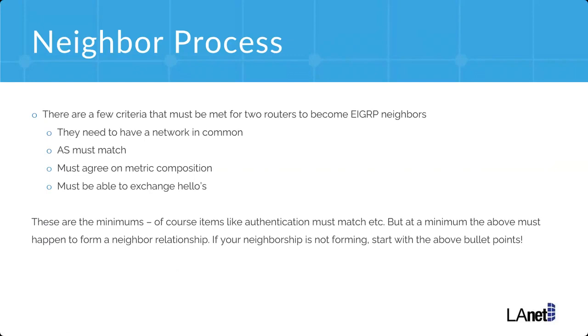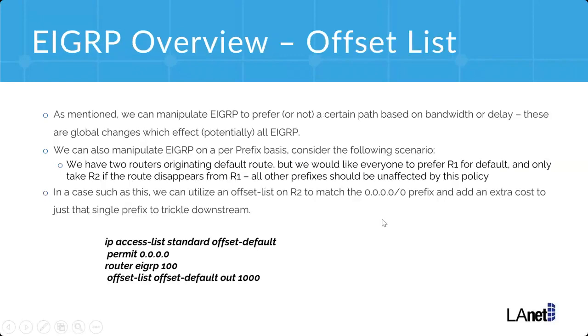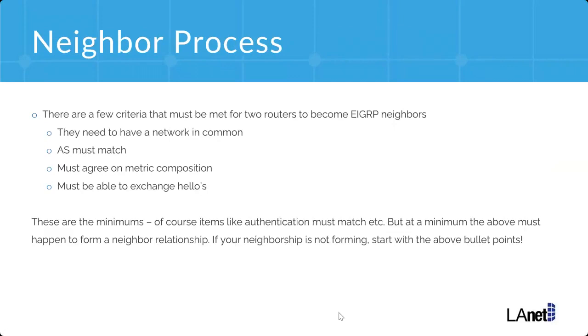Now, these are the minimums. You could have something like authentication, and then obviously your authentication also has to match, right? But these are kind of your minimums. Oops, sorry about that. And as long as you meet those minimums, you're going to be able to form an adjacency just fine. I put this in because it's important to know what these processes look like in any protocol you're going to work with. So that's why it's up here at the beginning.